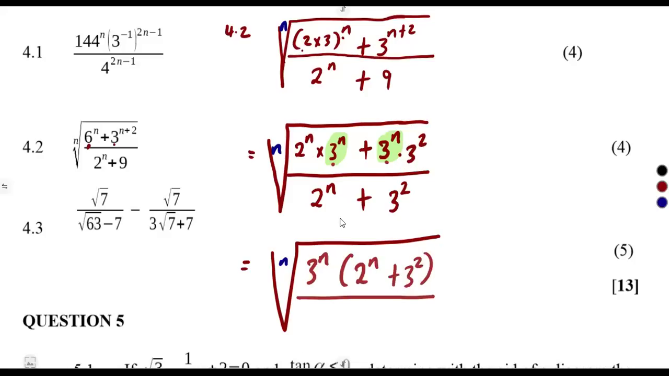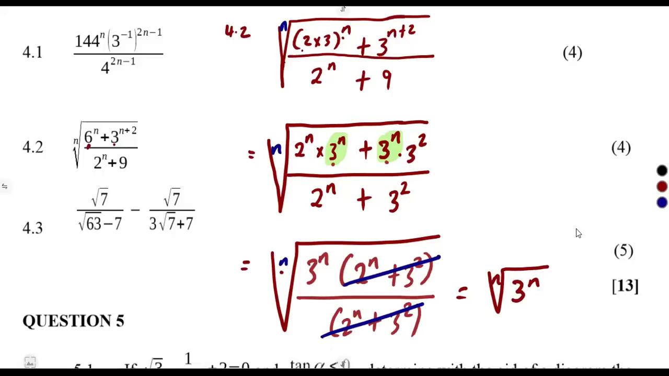Everything over what? In the denominator here, there's nothing that you can factor. It's just like we have a 1. There's nothing. It is just the same thing, guys, as it is: 2 to the exponent of n plus 3 to the exponent of 2. But these two are the same. The numerator here and this one, they can cancel. So thus, it is going to give us the nth root of 3 to the exponent of n.